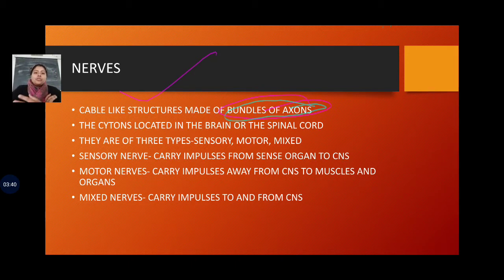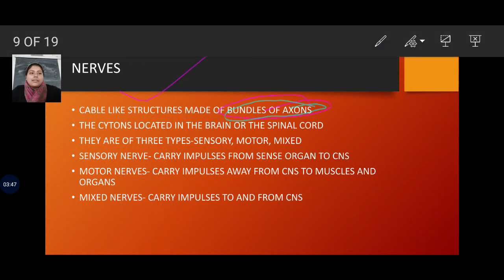So what do sensory nerves do? Sensory nerves carry impulses. From where to where? They carry impulses from the organ to the central nervous system. That means from the various organs of our body, they carry the message, the senses, the stimuli to the brain. Sensory nerves, I repeat, carry the impulses from the organ to the brain.